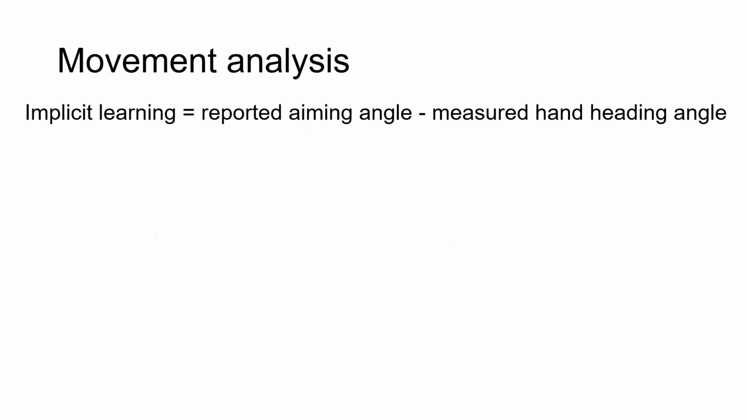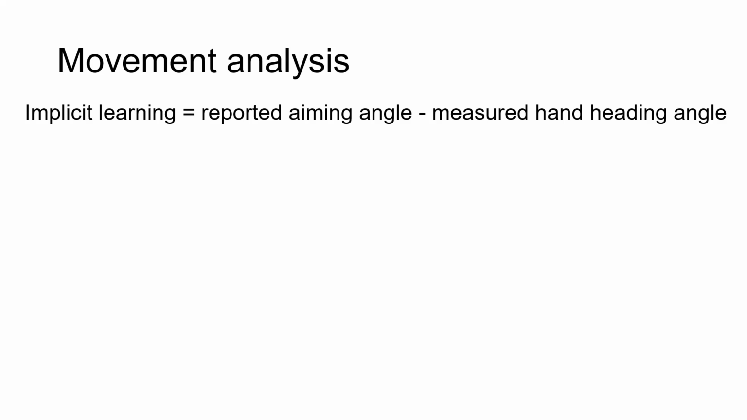An estimate of implicit learning was generated by subtracting the measured hand heading angle from reported aiming angle. So this is a measure of the difference between what the participants were explicitly trying to achieve versus what they were actually doing. Importantly, this measure is different from task performance because it has no regard for the target location. Again, all that is being compared is aiming location and hand movement.